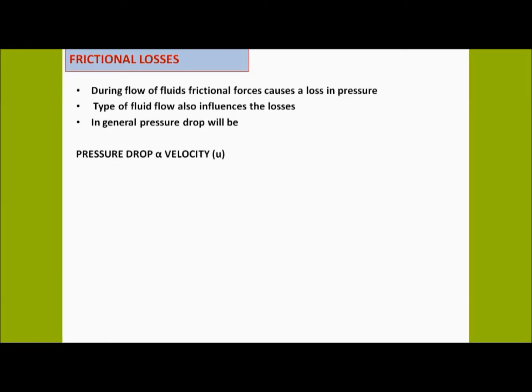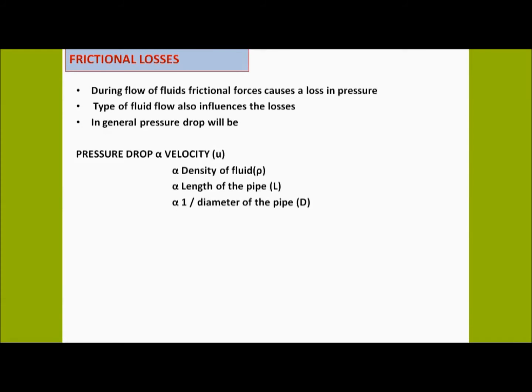The pressure drop has been found to be directly proportional, this is not alpha, this is directly proportional, to the velocity of the fluid flowing through the pipe. Moreover, it is directly proportional to the density of the fluid and to the length of the pipe. It is inversely proportional to the diameter of the pipe.